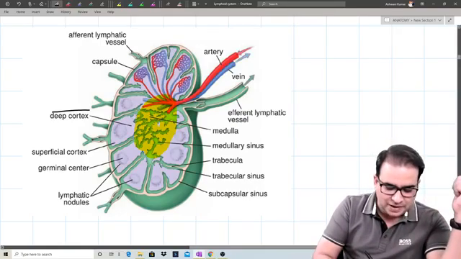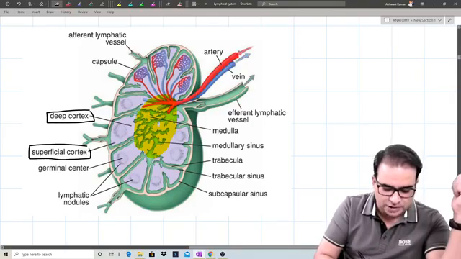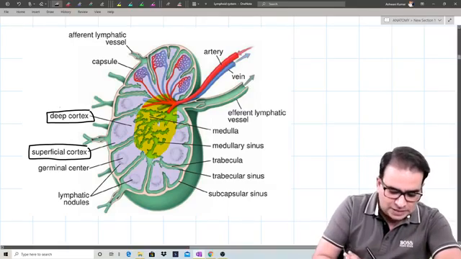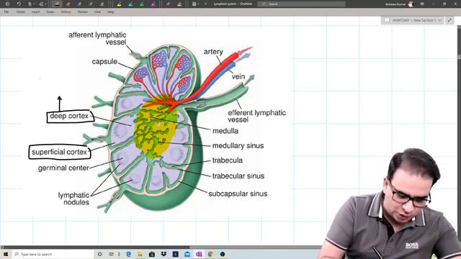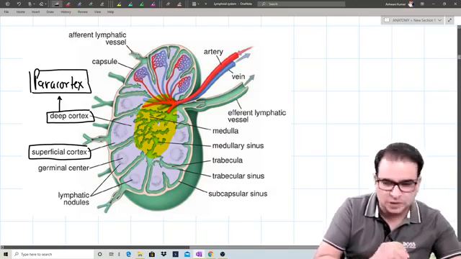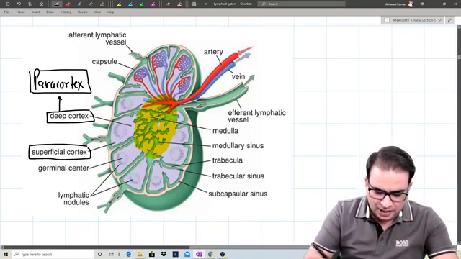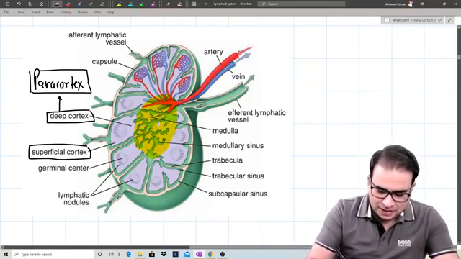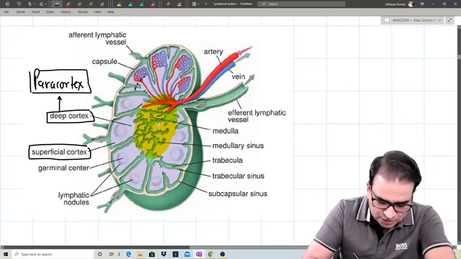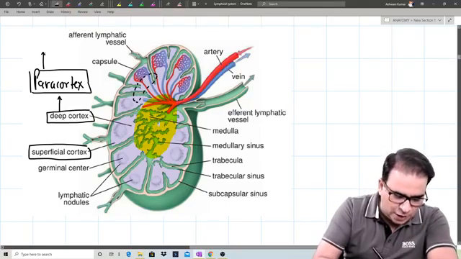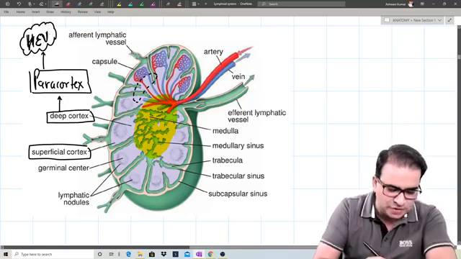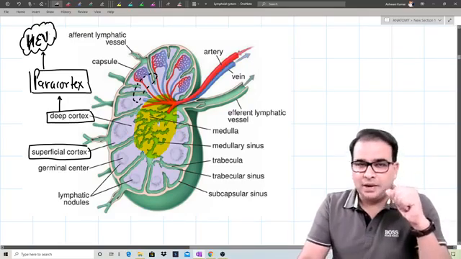The cortex can further be divided into the superficial cortex and the deep cortex. Deep cortex is also called the paracortex. Usually the term used is paracortex here. And as you can see, these blood vessels are coming in and going out. This paracortical region is the region where you have the high endothelial venules present. I'll talk more about that. We have high endothelial venules present predominantly in the paracortex part of the lymph node.